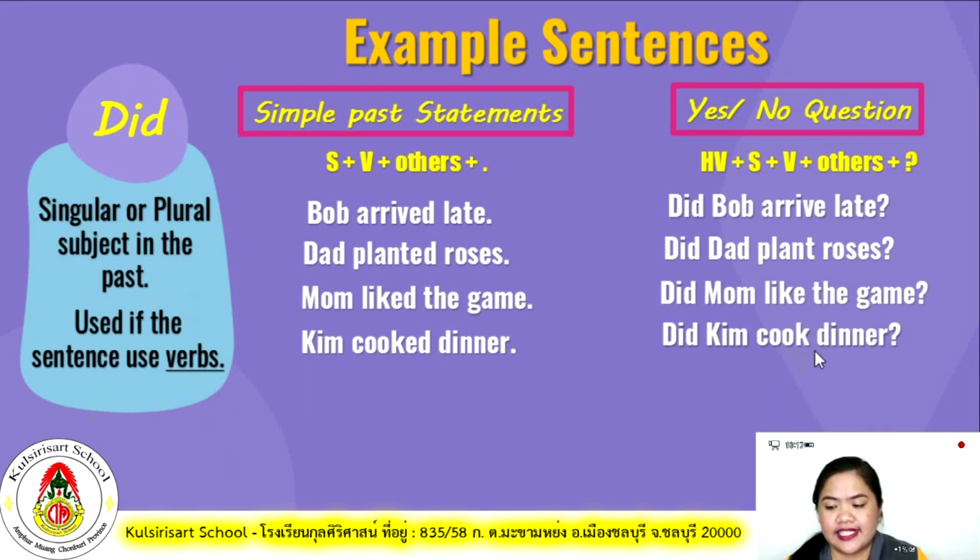Okay, look at this. They don't have ed, they don't have d. It doesn't have d, it doesn't have ed, and this one doesn't have d, it doesn't have ed. Because we use did, we should use the base form of the verb.